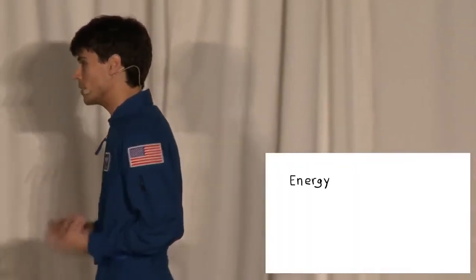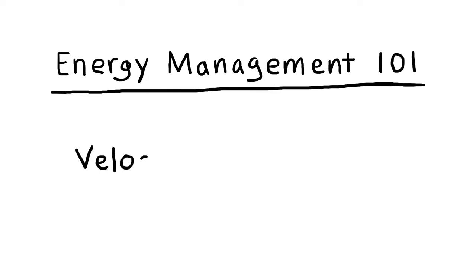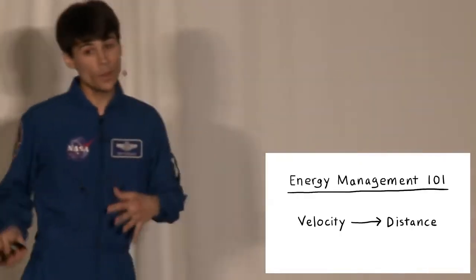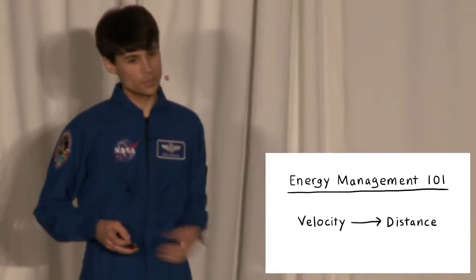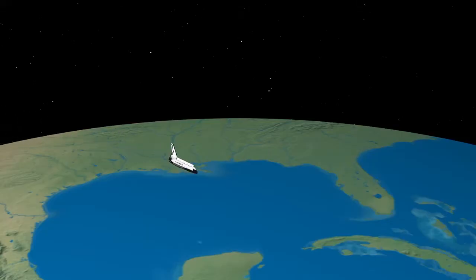Well, reentry is basically a big energy management problem. We have a lot of velocity and a lot of distance to cover. So the goal is to bleed off that velocity at just the right rate so that we cover the right distance. If we slow down too fast, we won't make it to the landing site. And if we don't slow down fast enough, we'll shoot right past the Kennedy Space Center and crash out in the Atlantic Ocean, which is also bad.